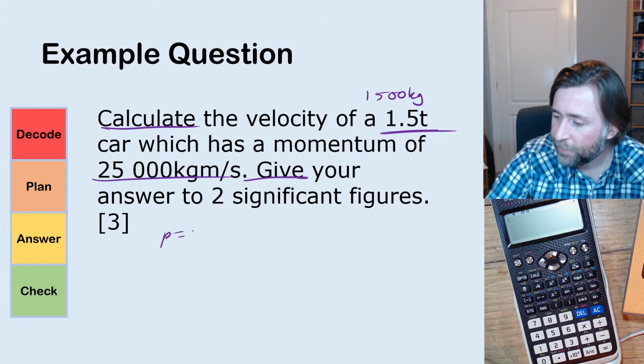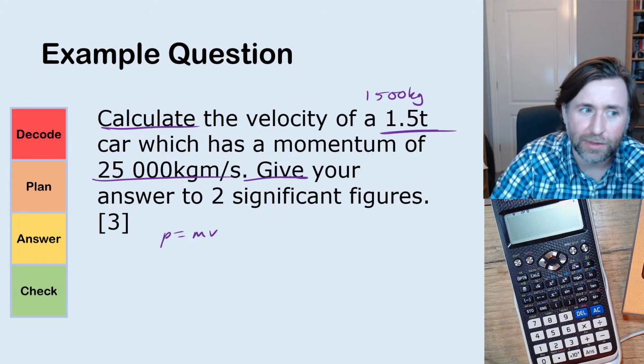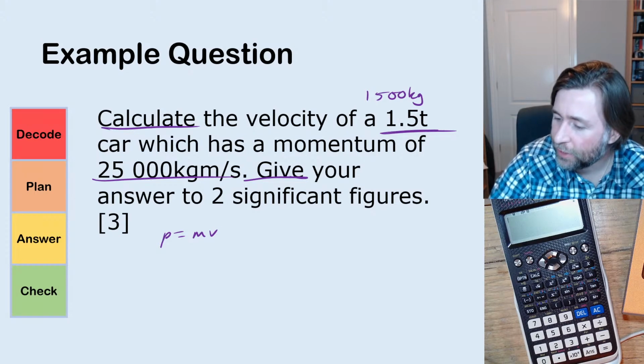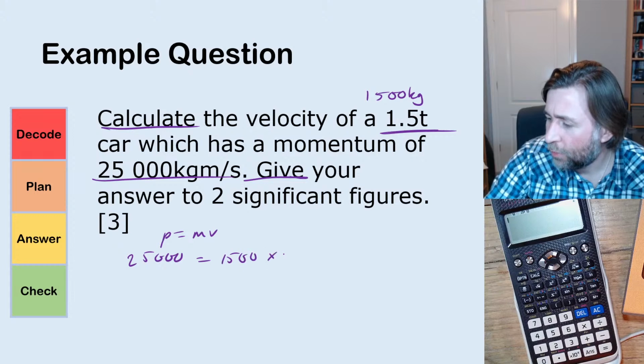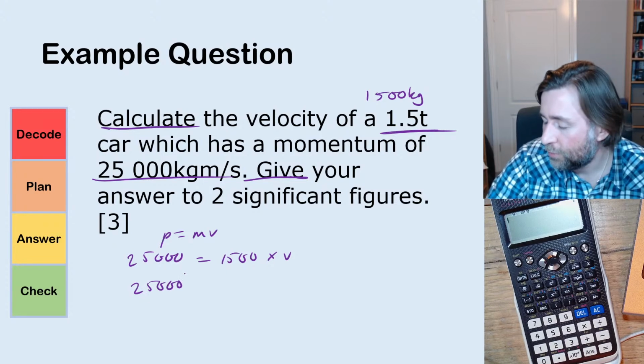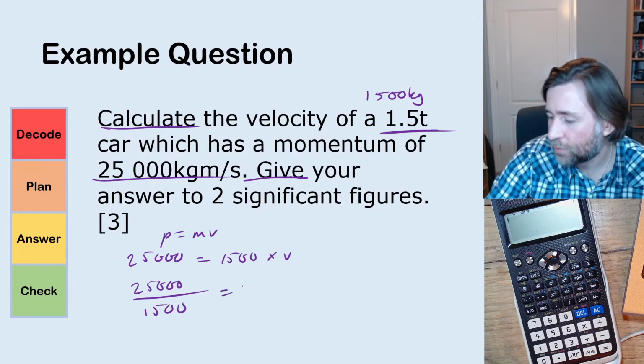So P is mv. And later in the paper, you will get fewer marks for things like unit conversions, incidentally. Put the numbers in. Mass is 1,500. We want V, I believe, yeah, we want the velocity. So 25,000 divided by 1,500 is V.